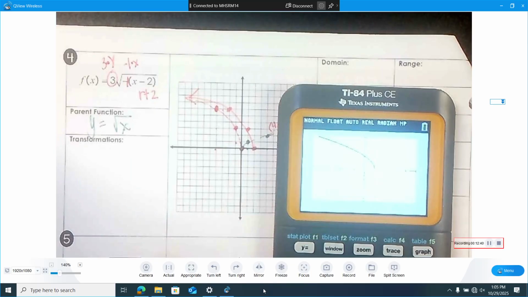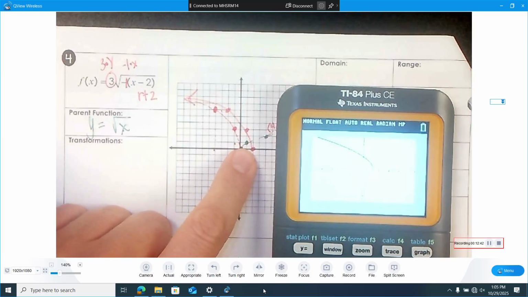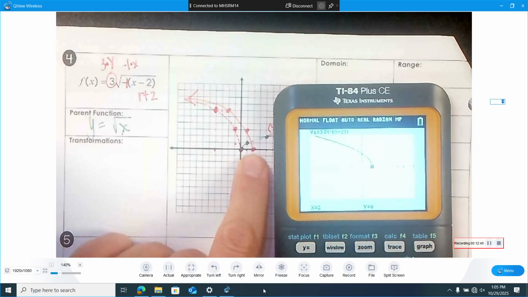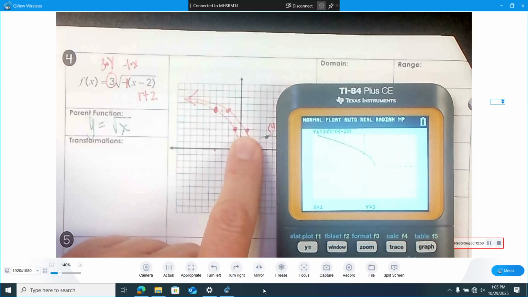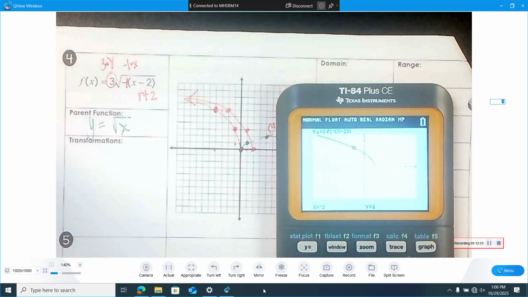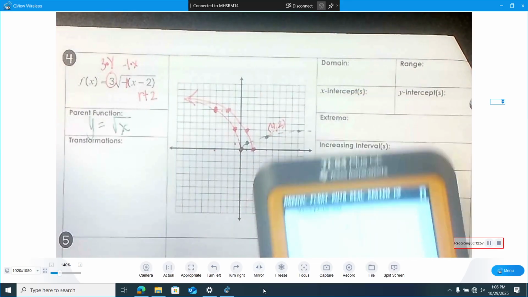Okay, that's pretty good. When you do have a nice graph like this, we can actually trace and check our points. When x is 2, we're at 0. When x is 1, we're at 3 perfectly. And when I'm at negative 2, I'm getting 6, just like I said. So it's pretty cool that we can do that.